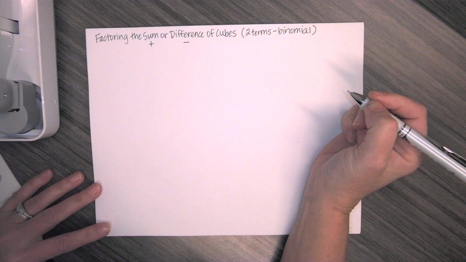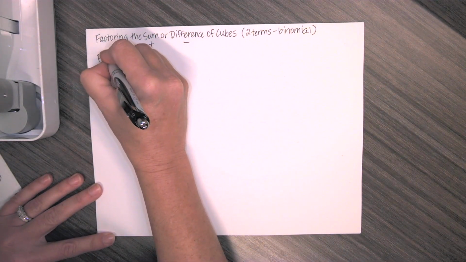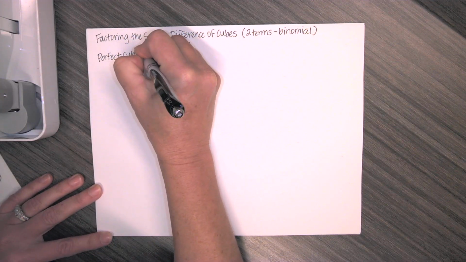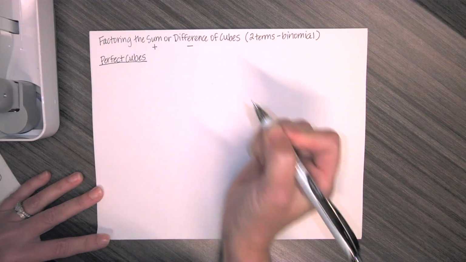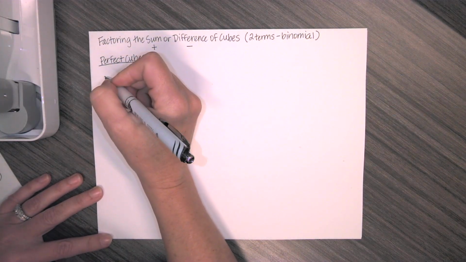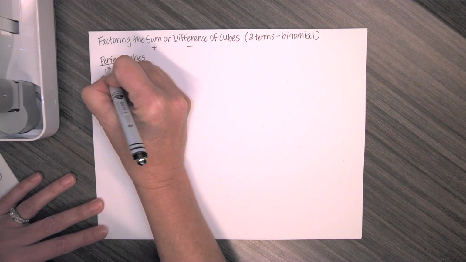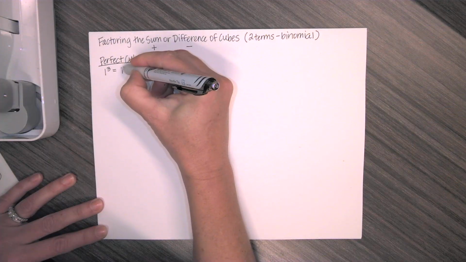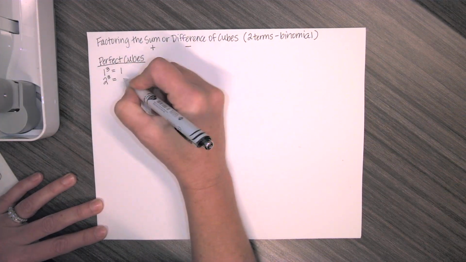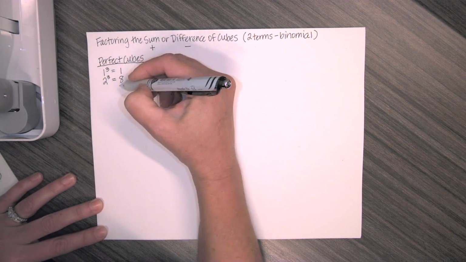So first I want to talk about what a perfect cube is. Perfect cubes are numbers that you get, or terms that you get, when you cube a number or a variable. So we'll start with numbers. When you cube the number 1, or raise that number 1 to the third power, you're going to get 1. So 1 is a perfect cube. When you cube the number 2, you're going to get 8. 2 times 2 times 2 is 8. So 8 is a perfect cube.